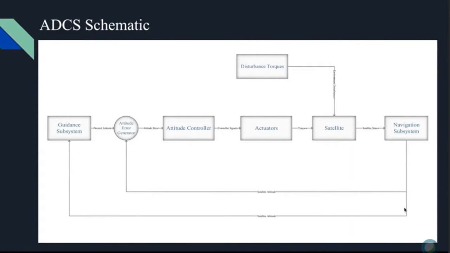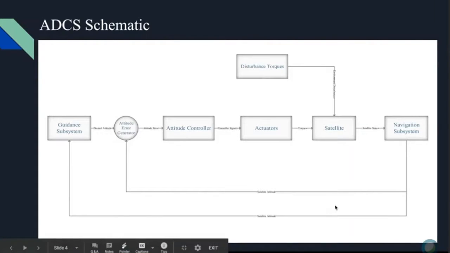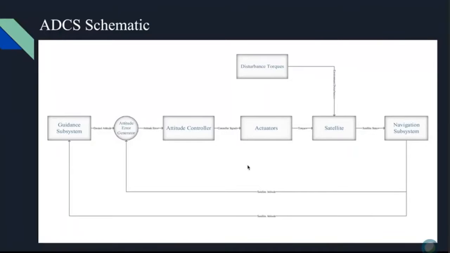All right, so this is the basic ADCS control system. It's a very straightforward closed loop system. We see the guidance subsystem block here that generates the desired attitude, which will be the input that will go into the attitude error generator block. So that's basically the desired attitude that we want the system to have.